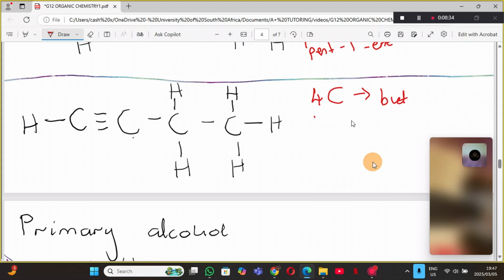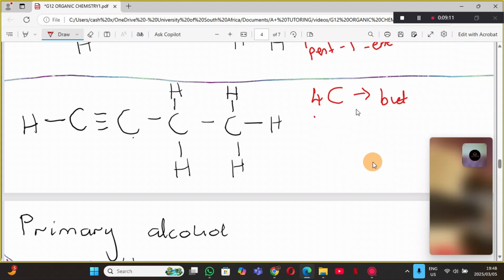Okay, so these names also count for your branches too. If I have a branch that has 2 C's, you'll be naming it with the 2 C's name. What's the name for 2 C's? It's eth. Meaning your branch would have to be an ethyl. Wait, so is the branch always an "-yl", like ethyl? Yes, the branch is always an "-yl".